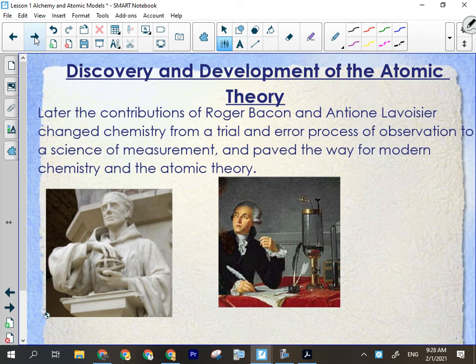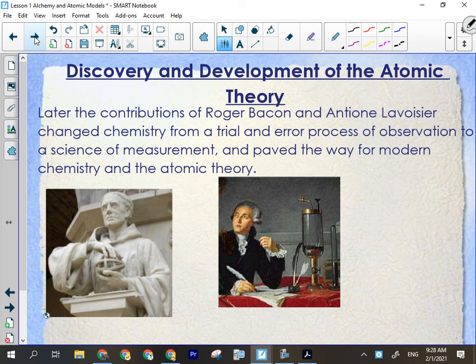As opposed to, I've got this problem I'm investigating, here's my hypothesis, here's my variables, here's my observations, here's my analysis, my conclusion, and I go from here. That was Lavoisier and Bacon. They came up with that.